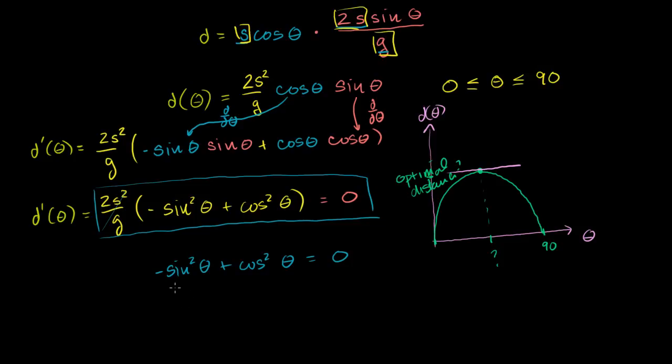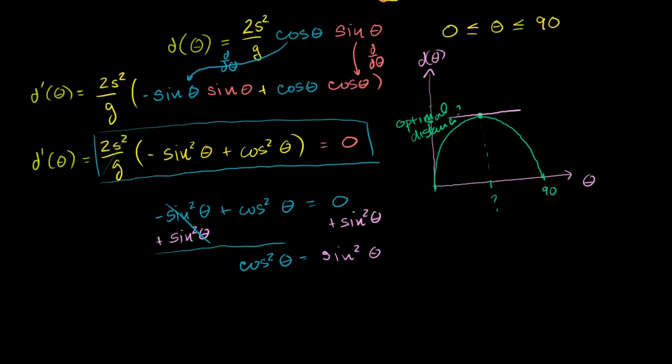Now, if we add sine squared of theta to both sides of this equation, we are left with, these cancel out, cosine squared of theta is equal to sine squared of theta. Both of these are going to be positive over the interval, so we're going to just take the positive square root, the principal root, of both sides of this equation.